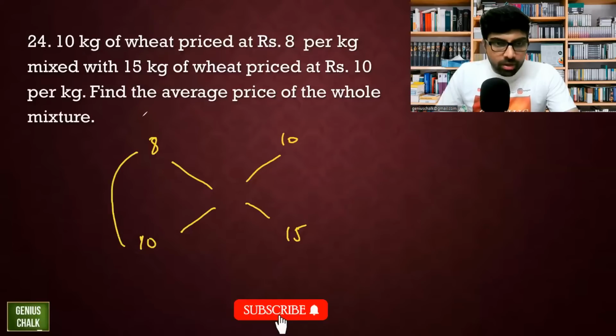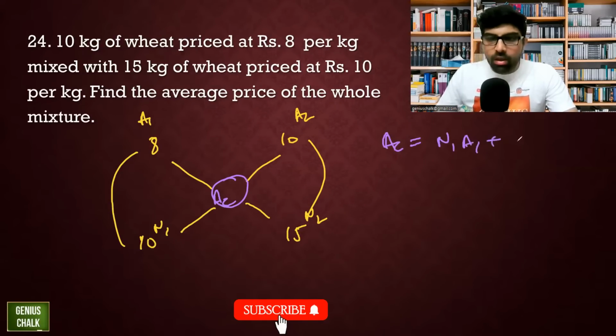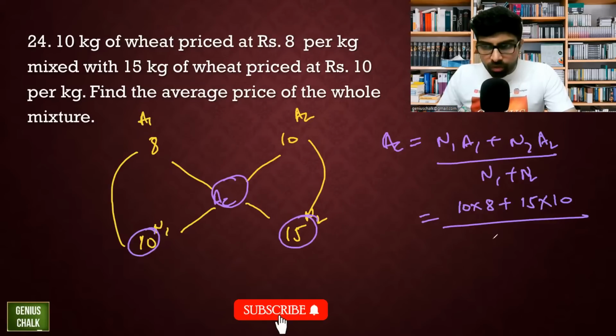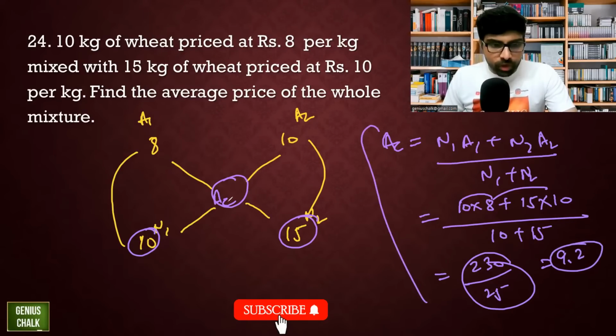So what do you do? You apply N1, this is A1, this is N1, this is A2, this is N2. In this, calculation is easy, so you can solve it faster by this method also. Combined average is (N1 A1 plus N2 A2) by (N1 plus N2). So N1 is 10, A1 is 8, N2 is 15, A2 is 10, N1 plus N2 is 25. So 80 plus 150 is 230, 230 by 25. You can solve it and you have your answer, 9.2, I guess. So you can go this way as well.